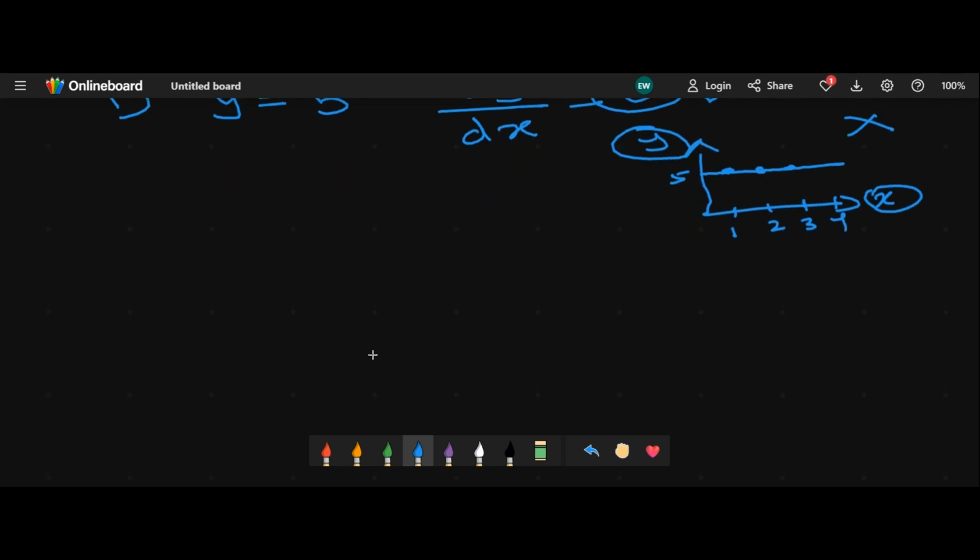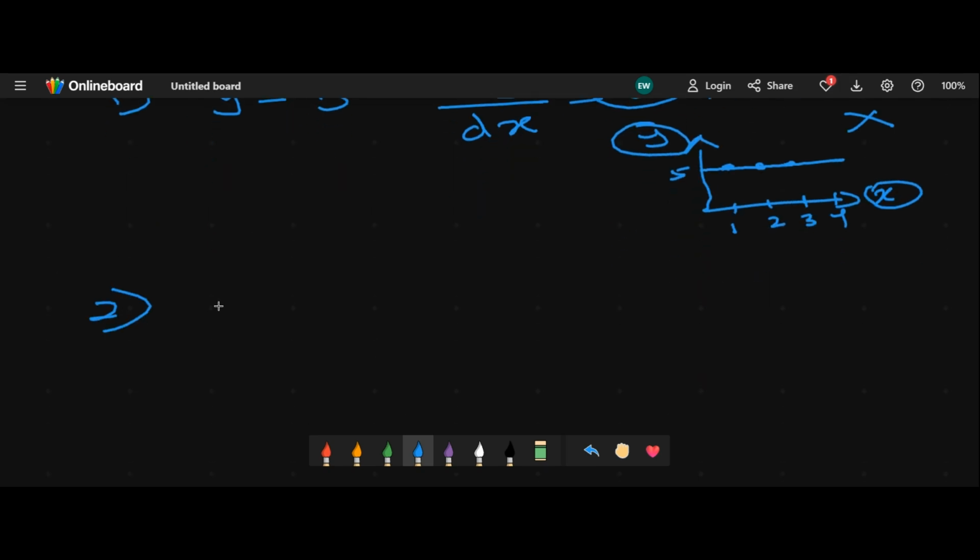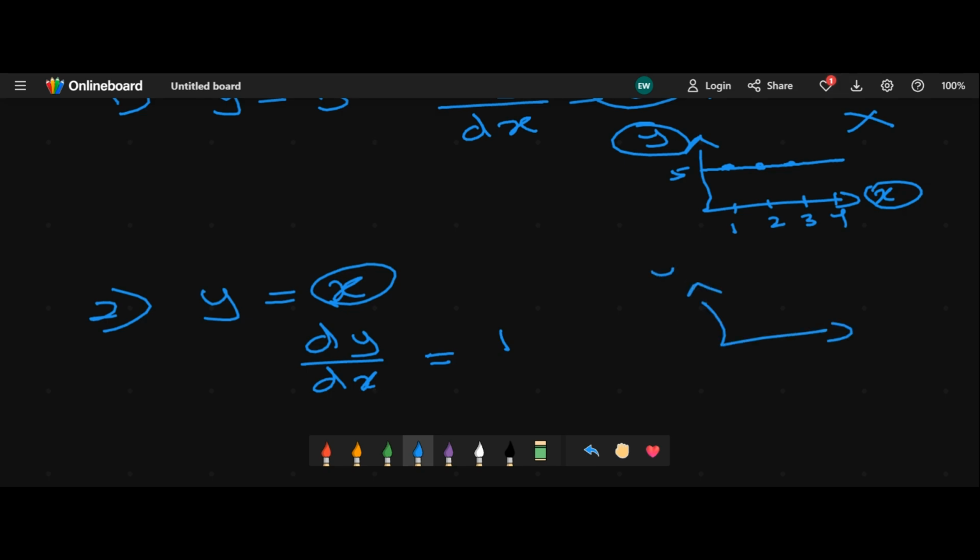The second rule you need to know is, let's say y is equal to x. If you differentiate x with respect to x, it is equal to 1. On the y against x graph, y is equal to x means the graph will be like this. You see, this is the gradient.